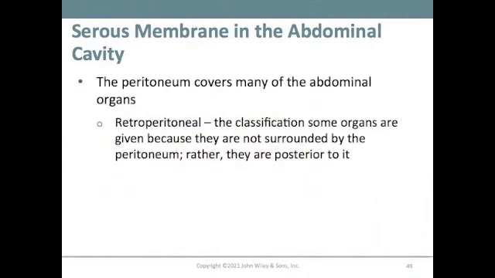Serous membranes of the abdominal cavity. The peritoneum covers many of the abdominal organs. The retroperitoneal is a classification of some organs because they are not surrounded by the peritoneum. Rather, they are posterior to it. That means that when we say something's retroperitoneal, that means it's actually towards the rear. It's posterior to the organs that are covered by the peritoneum. And it shows you that here at 1.12 on page 21, a little bit.